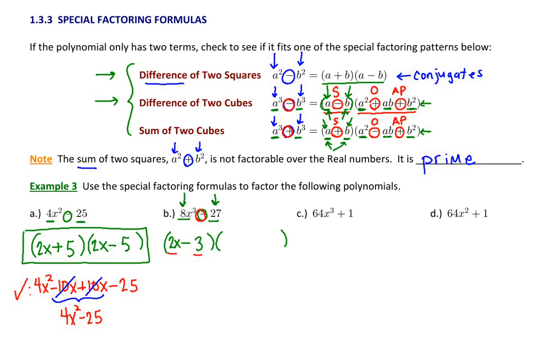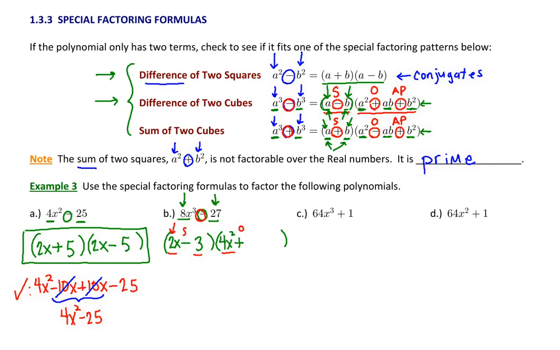So to get the first term in my trinomial factor, I'm going to square this guy right here. 2x times 2x gives me 4x squared. Okay, now remember, this is the same sign, so the sign I choose here has to be opposite. That's going to be plus.